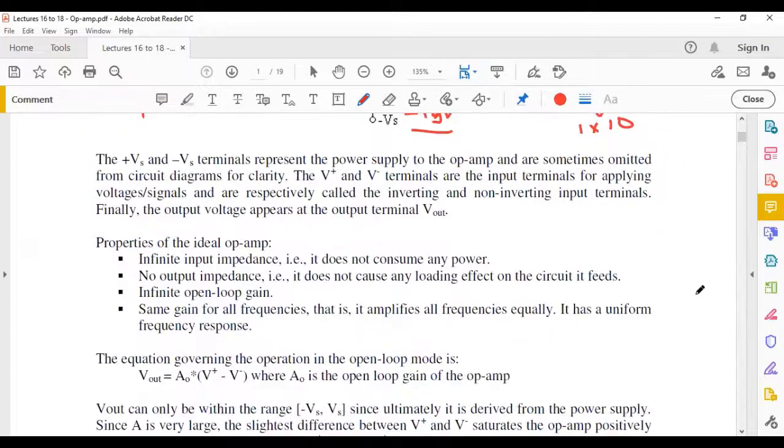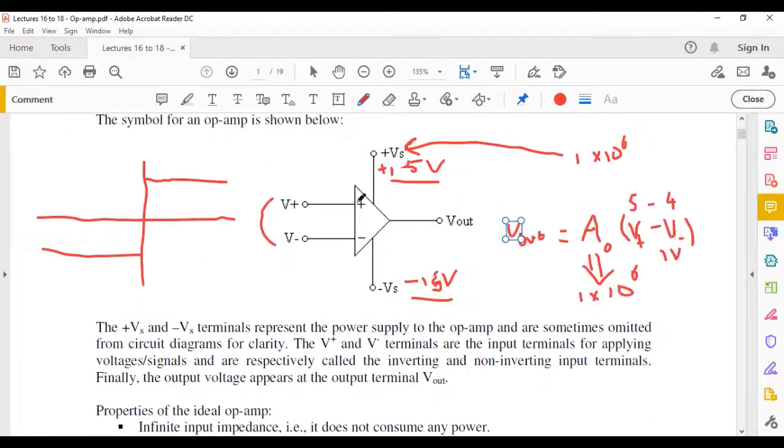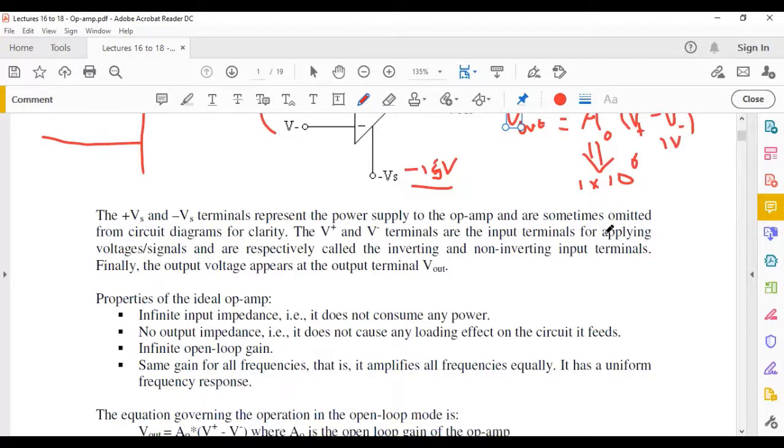Okay, so all this is described. Now we've seen the ideal op-amp. A real op-amp would have a very large gain, but for an ideal op-amp, this value here would be infinite. So let's look at some of the properties of an ideal op-amp, and then we're going to build on that to understand how a real op-amp is.